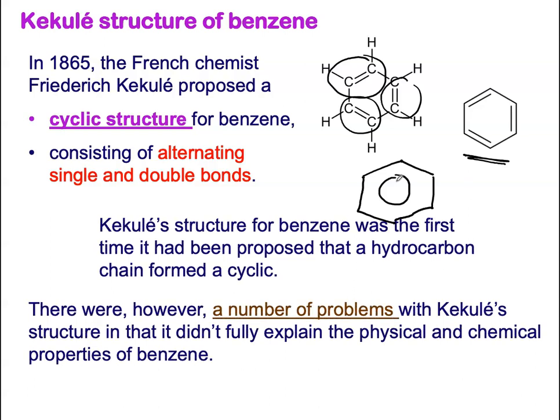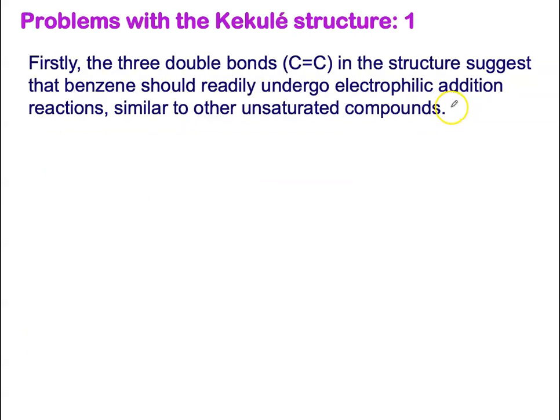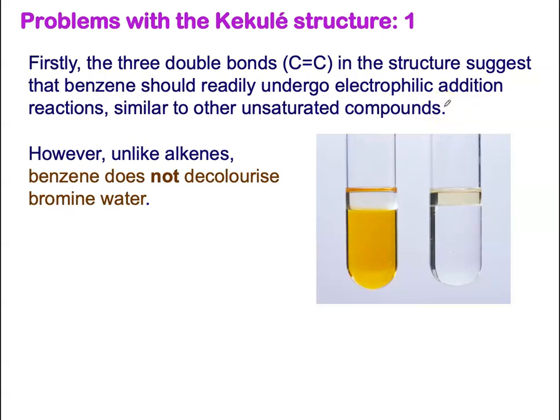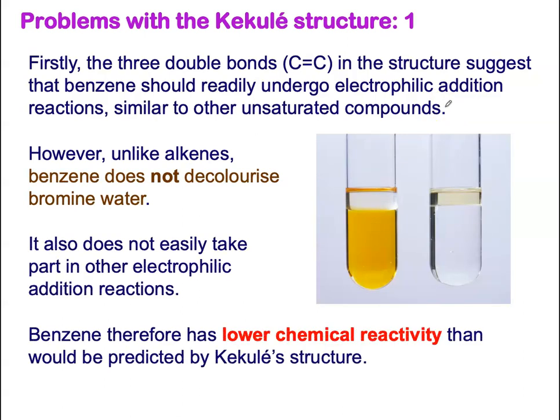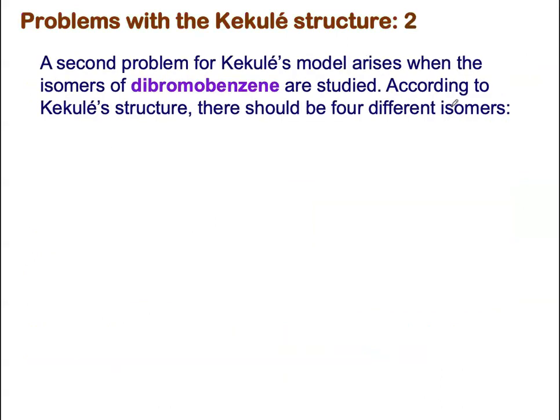So Kekulé's structure had a few problems. Firstly, benzene has 3 double bonds, as we see here, but benzene does not decolorize bromine water. So benzene does not react in a similar manner to the reaction of alkenes with bromine water. Benzene undergoes electrophilic substitution reactions. So benzene has a lower reactivity than, say, cyclohexene.